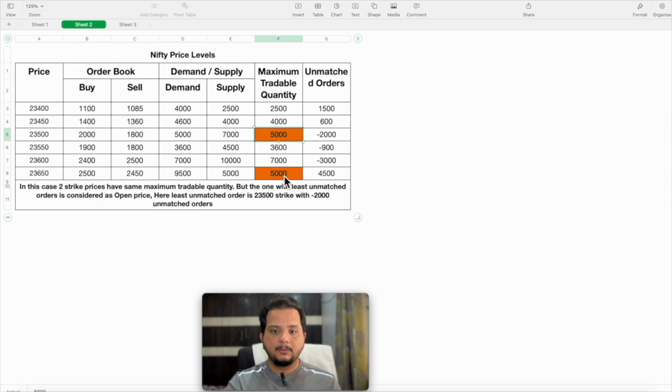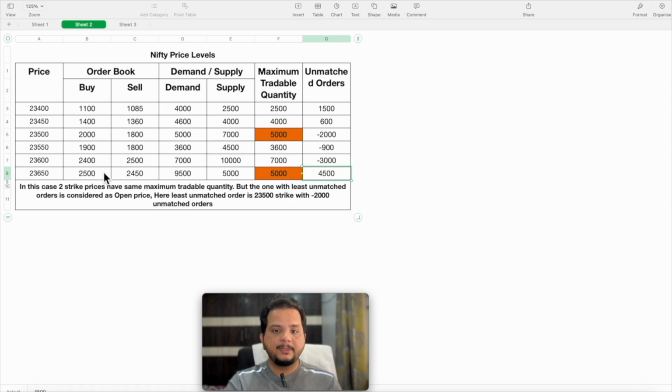5,000 is the maximum traded quantity. Here also the maximum traded quantity is 5,000. What has happened? Demand is 5,000, supply is 7,000, and the supply is more, so 2,000 is the unmatched order. Here demand is 7,000 and supply is 10,000. Supply is more and demand is less. Here 3,000 is the unmatched order. I'm sorry, here it is 9,500 and 5,000. What has happened? 4,500 is the unmatched order. But what is the traded quantity here? 5,000 is the traded quantity.